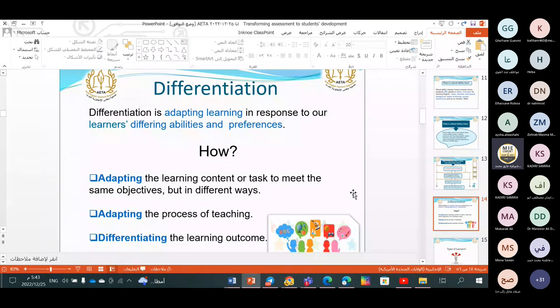Yes, but what is the importance of putting them in different groups? You said that we should put low achievers with, for example, the higher achievers. What is the importance of doing that?